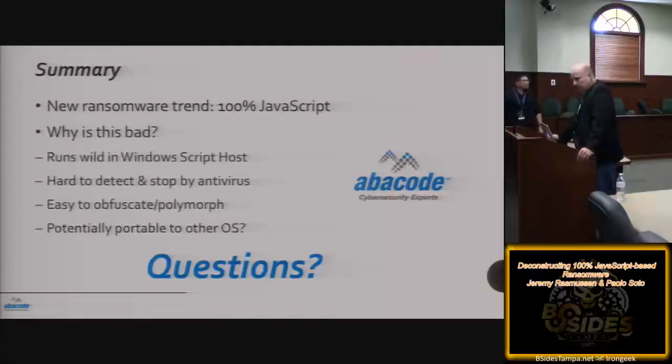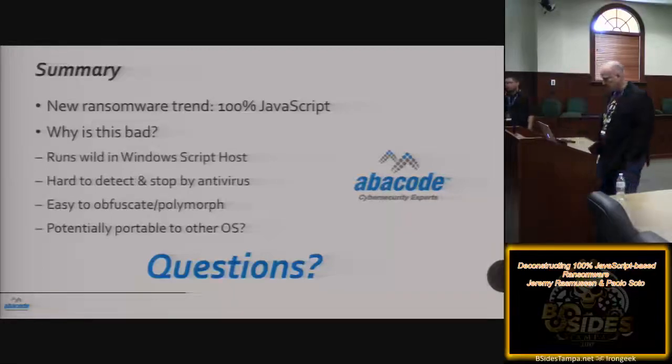Good point. All right, so to summarize today's talk: new ransomware trend, 100% JavaScript. It's unique because all the code is inline. It's very hard for antivirus to stop because it uses Windows Script Host. It's easy to obfuscate and polymorph. There are also readily available encryption functions, and it's bad stuff. And we think it's also potentially portable to other operating systems. I haven't seen it yet, but I think the next variant of this is going to have local root exploits that come with it, and it's going to invoke those, so you don't have to be administrative to get privilege. Any questions?